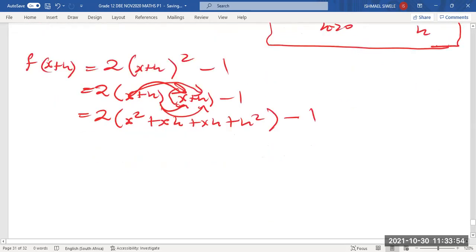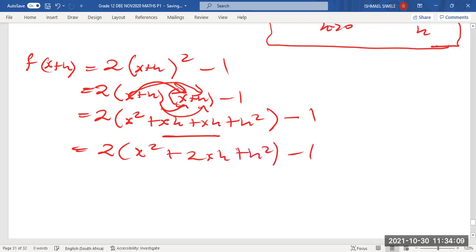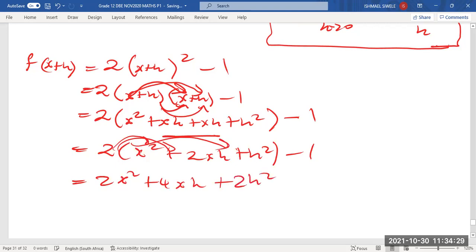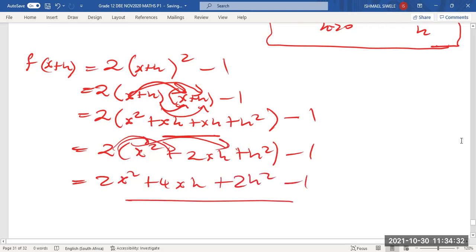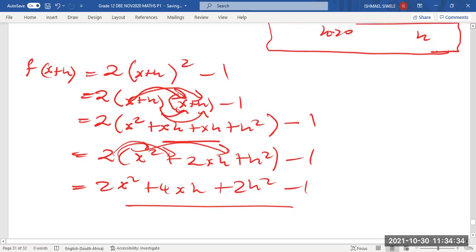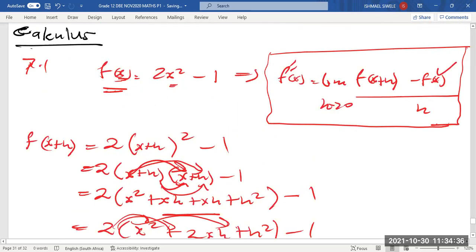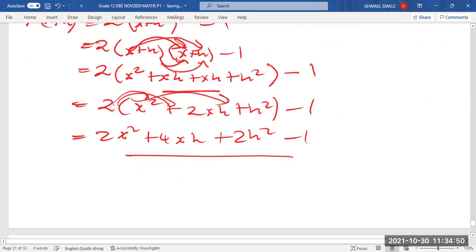What's left is for us to simplify this part. So this part here, as you can see, we have x squared plus 2xh plus h squared minus 1, right? That means x squared, that's going to give us 2x squared. 2 multiplied by 2xh, that's going to give us 4xh, then 2h squared, and subtract 1, right? So we now have the f of x plus h part. We now have this part, and simply substitute in the formula, and then we can proceed with our calculations.